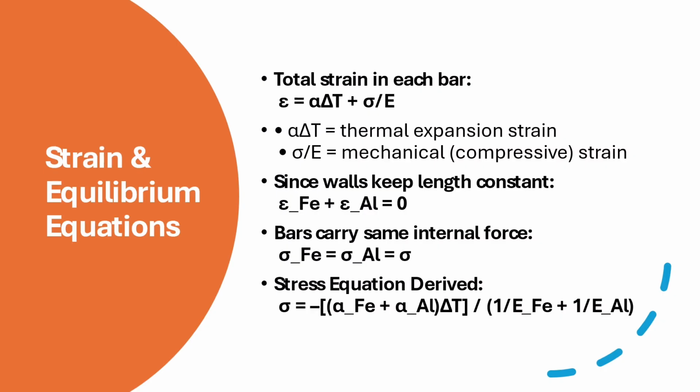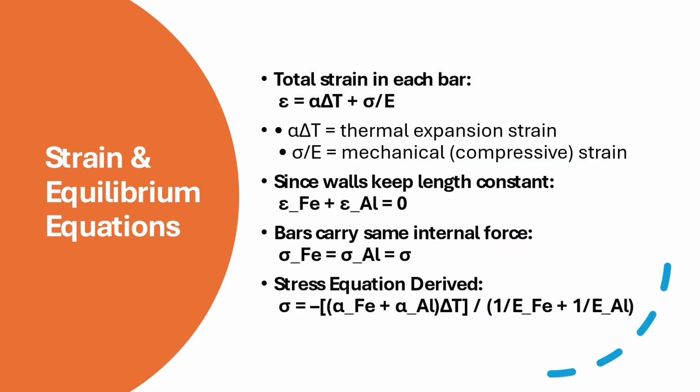So, strain and equilibrium equations. The total strain in each bar is made up of two parts: thermal strain, which is alpha times delta T, and mechanical strain, which is sigma over E. So the strain equation is epsilon equals alpha delta T plus sigma over E.